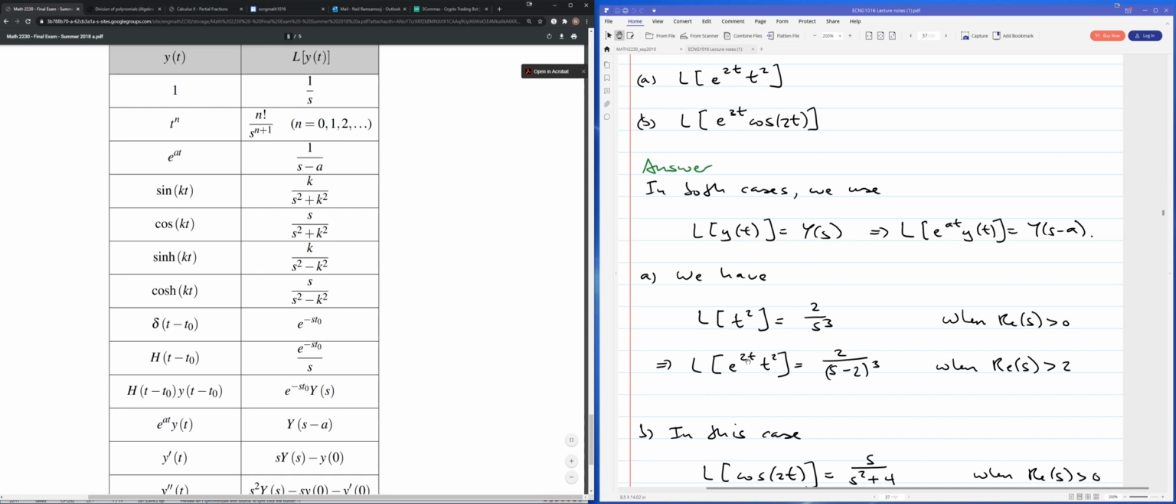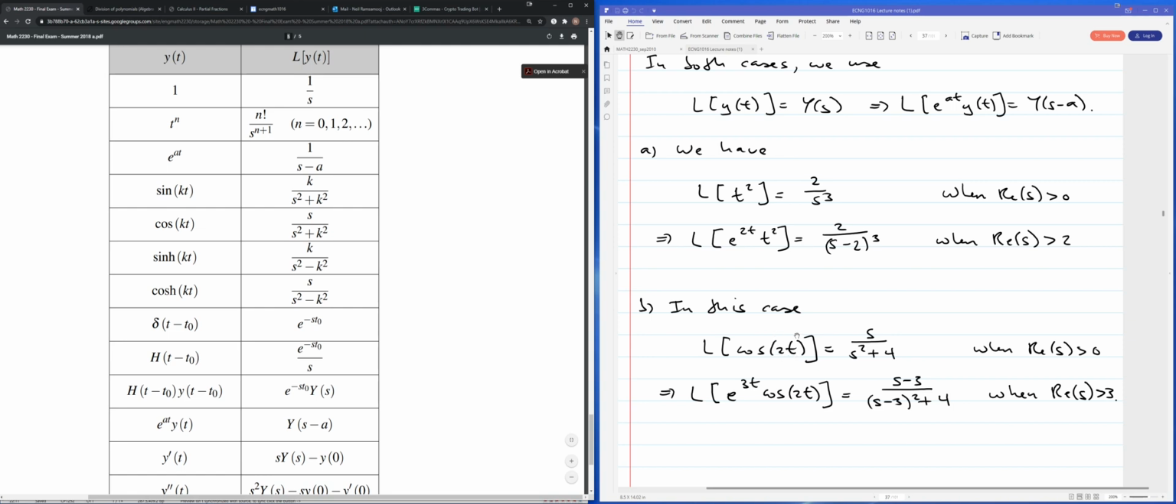So this is nice: if you have the Laplace of a function such as t squared and you know it already, then you can calculate the Laplace of the exponential times t squared using this formula. All you need to do is adjust it appropriately. You replace the s in the formula by s minus a, and in this case the small a is 2, so you replace the s by s minus 2.